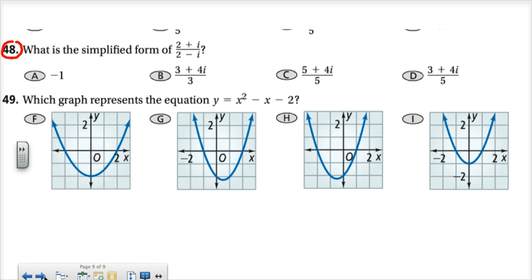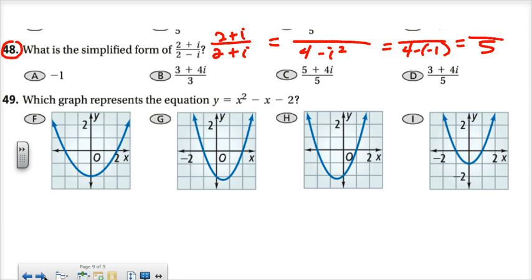Then number 48 says, what is the simplified form of (2 plus i) over (2 minus i)? I wanted to remind you that you can set your graphing calculators now for complex numbers, and you could just punch this in, or hopefully you do remember how to go ahead and do this with the conjugate. So our denominator down there of 2 minus i, the conjugate would be 2 plus i, and when we do first times first and last times last, we're going to get 4 minus i squared, which is 4 minus a negative 1, which is of course 5.